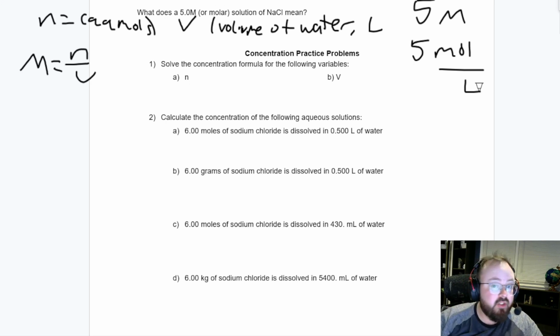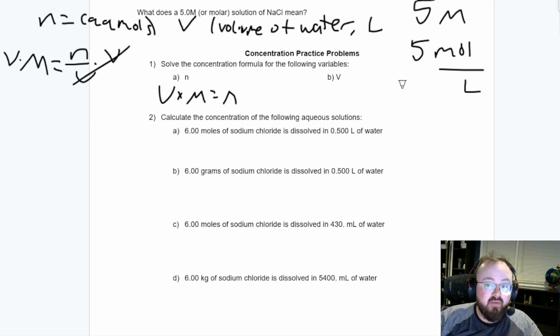Okay? Let's solve this equation. M equals N times V. We're going to solve it for N. We're going to multiply both sides of my equation by V right here. The V's cancel out. I've already solved it. V times M equals N.